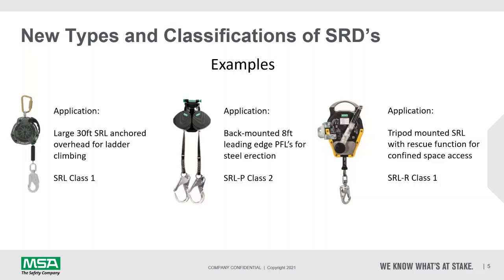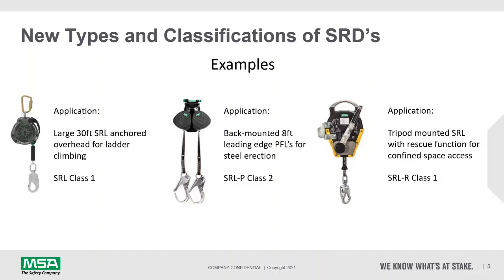In the middle here, I have an example of a personal fall limiter, a leading edge personal fall limiter. It is worn on the back. And this would be something now classified as an SRLP because it's personal, worn on the back, and a Class 2 because it's rated for leading edge and is okay for lower level tie-off.